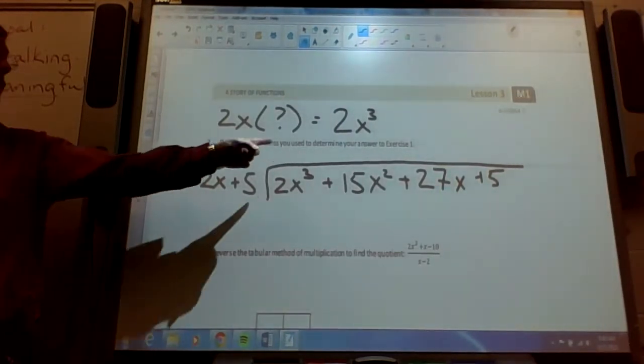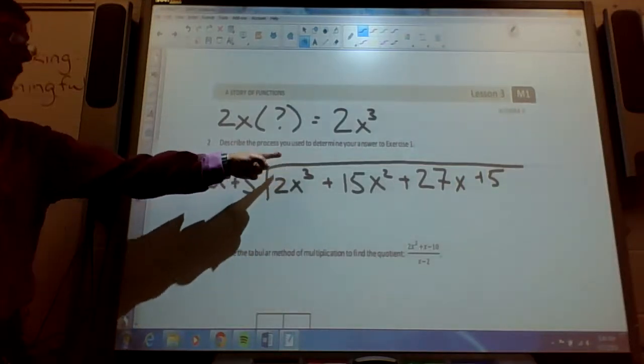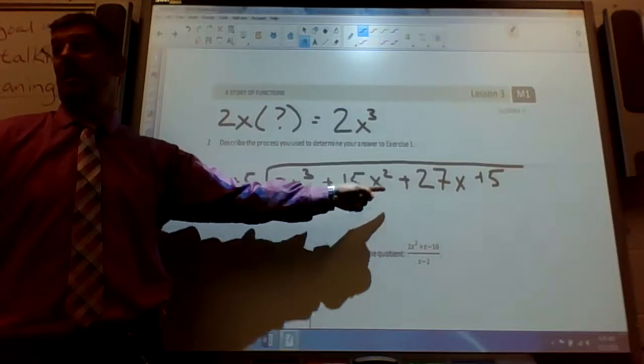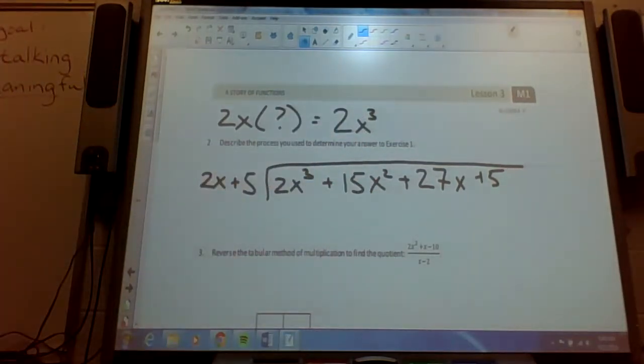I'm going to put it right up here. Actually, I'm going to put it right there above the x squared. I'm going to put it above the x squared. All right?